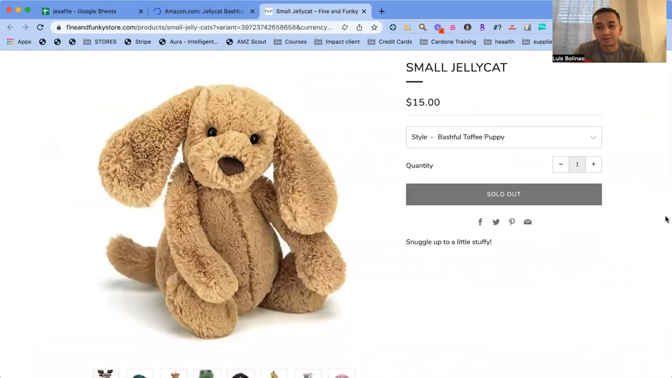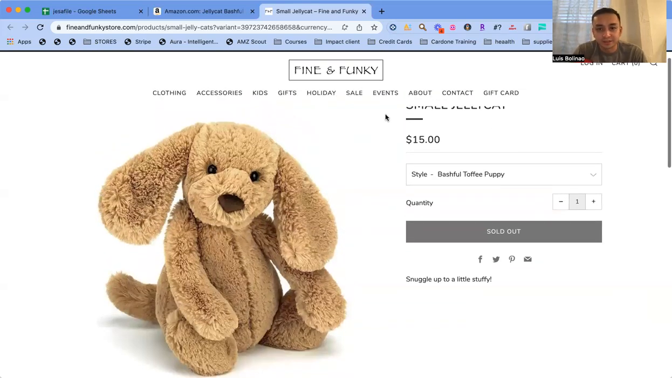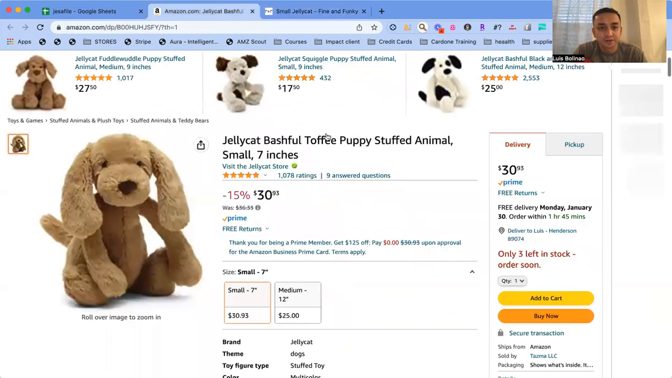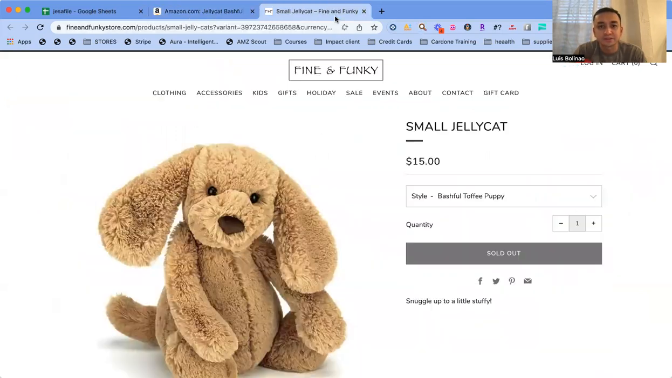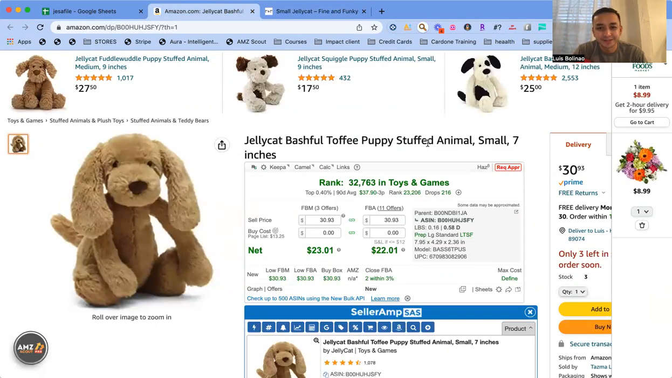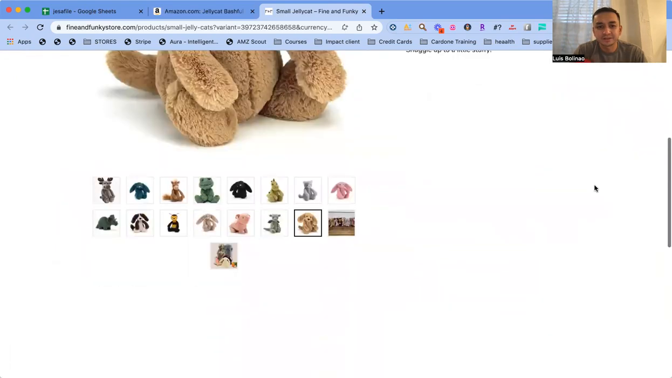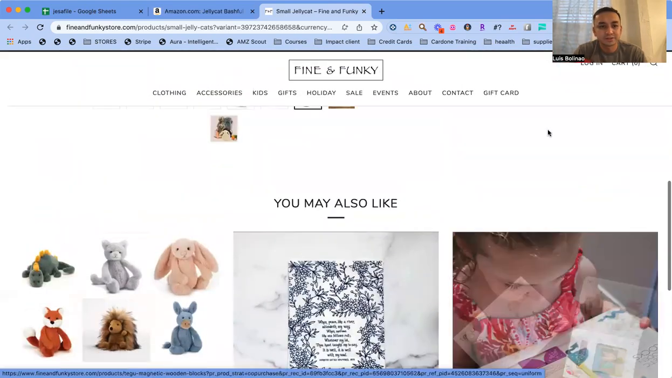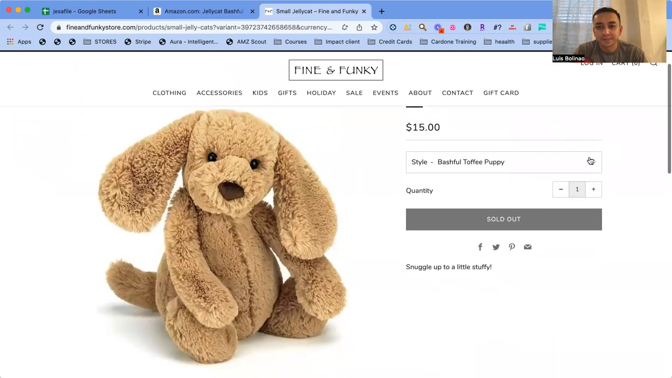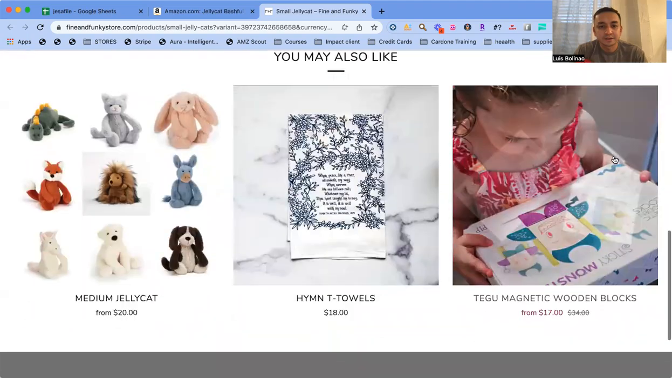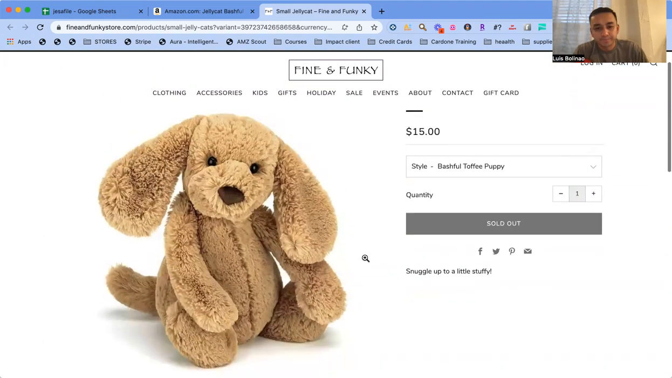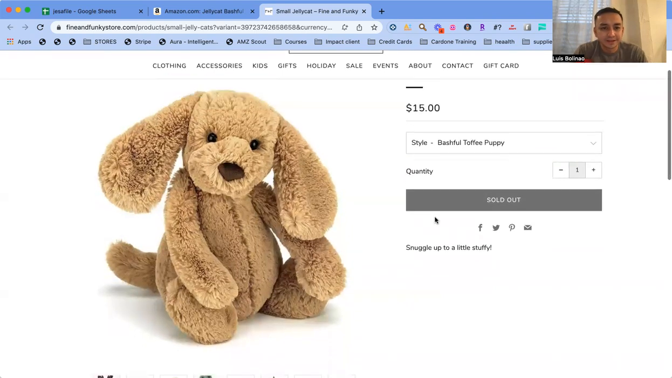Okay, this one is sold out, but let's just assume that this product is available and we're going to run the numbers. First, again, look at the title, the photos, colors, sizes. Small 7-inch. Bashful trophy puppy. So 7 inches. Why is there no size? No size though, but let's see. They look the same, right?